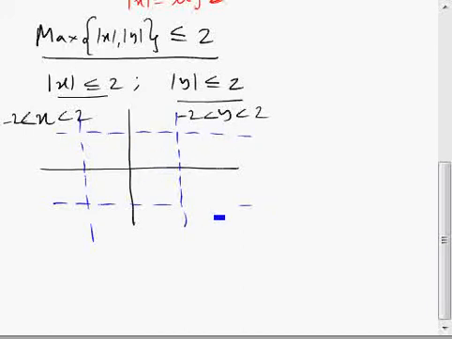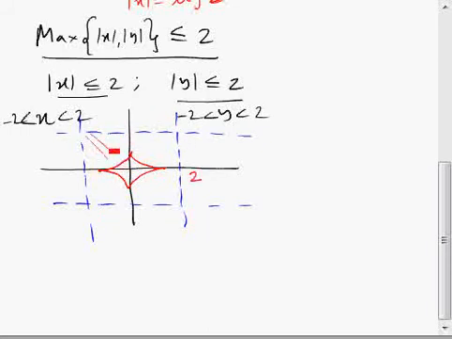Now if I just draw the other one, this is 2, the other graph. Now the other inequality means the region outside this, and this inequality means the region inside the square. So the common area is this area.